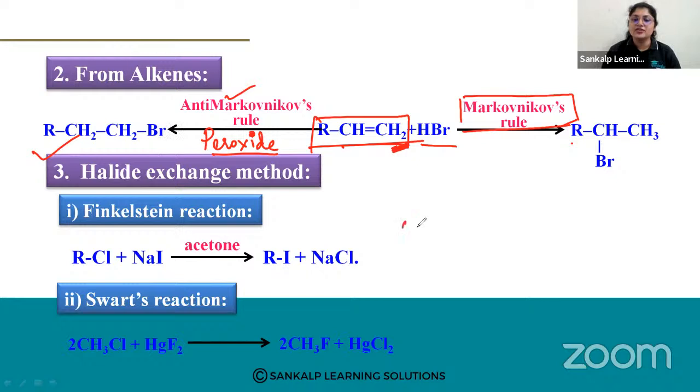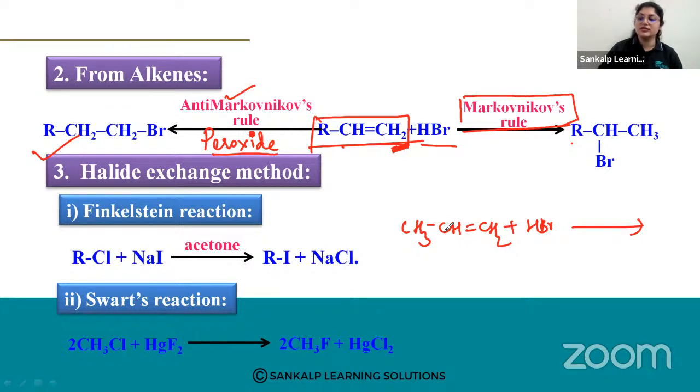Suppose they give you a reaction: CH3CH=CH2 plus HBr in the presence of peroxide. If peroxide is given on the arrow, you have to understand that there is an alkene, you are adding an alkyl halide, and the reaction proceeds in the presence of peroxide, which means this reaction follows the anti-Markovnikov rule. And suppose there is nothing written on the arrow, there is an unsymmetrical alkene and an alkyl halide, then the addition takes place according to Markovnikov's rule. So these are the rules you have to keep in mind.